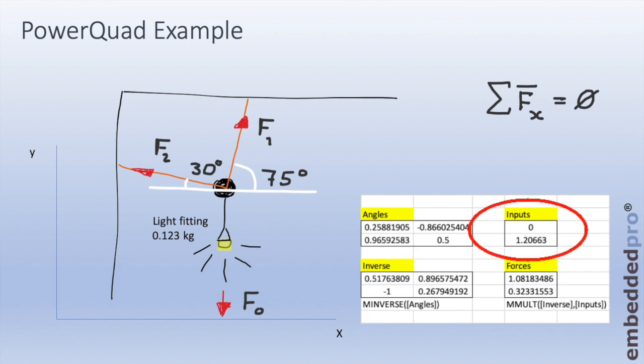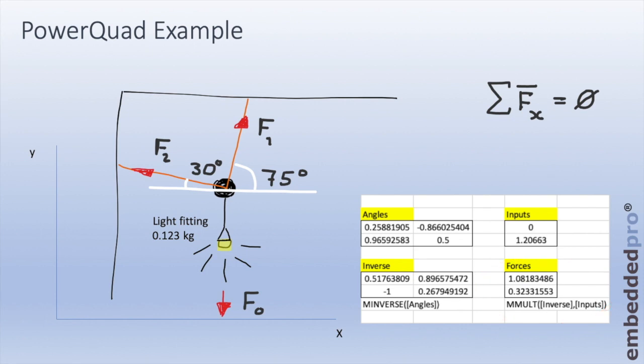The input matrix is zero because there's no force acting in the X direction. F0 acting downwards is the weight of the light fitting, 0.123 kilograms times the force of gravity. It's just over 1.2 newtons. Excel calculates the result. So F1 is just over 1 newton and F2 is 0.32 newtons. So it's not carrying much force at all.